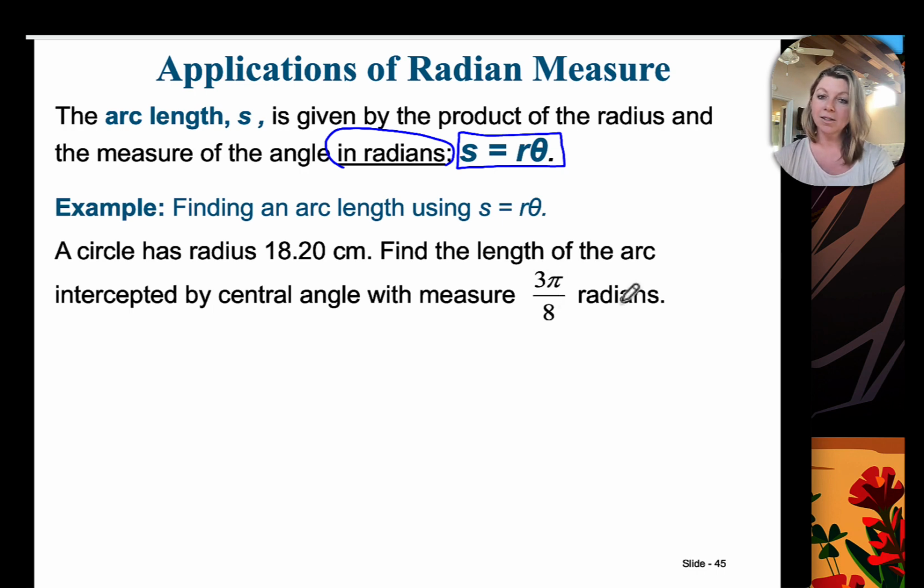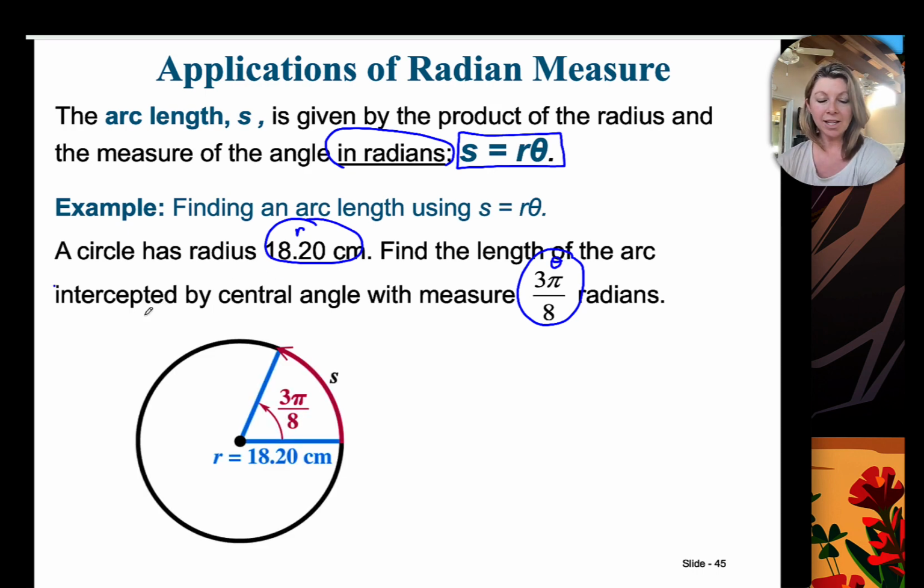Okay, so we're in radians, so that's pretty good. We just get to go straight to our formula. We're going to plug this in right here for the lowercase r. We're going to plug this in for our theta. That will leave us with just one unknown, just the lowercase s, and we'll solve for it. So here we can see that figure. We have a circle. Its radius is 18.20 centimeters, and its central angle theta is 3 pi over 8 radians.